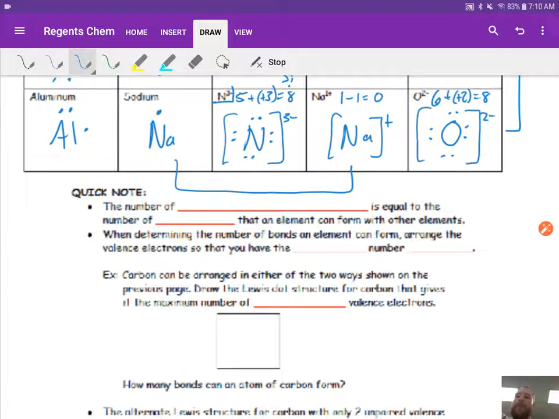All right. So just a quick note, we'll get more into this when we get into bonding. The number of unpaired valence electrons, VE is valence electrons, is equal to the number of bonds that an element can form, all right, which we'll talk more about. When determining the number of bonds of an element that it can form, arrange valence electrons so that you have the maximum number unpaired. Again, that'll come more later on, so don't stress about that right now.